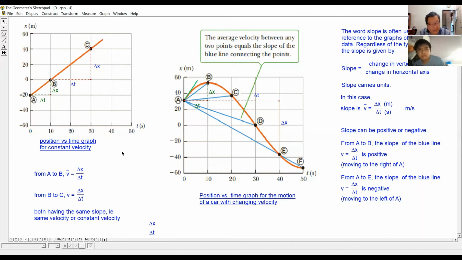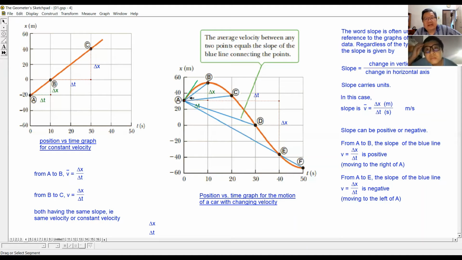Okay or not? Need to repeat or not? Okay, never mind, I repeat. Graphically, our delta x over delta t is referring to the slope of this line. In other words, the slope of the line is the average velocity, right?